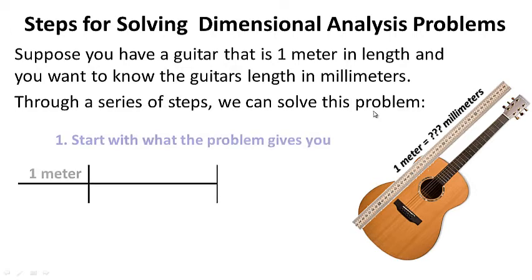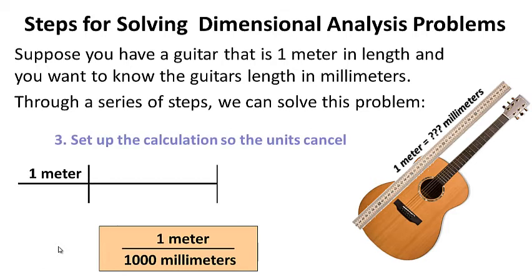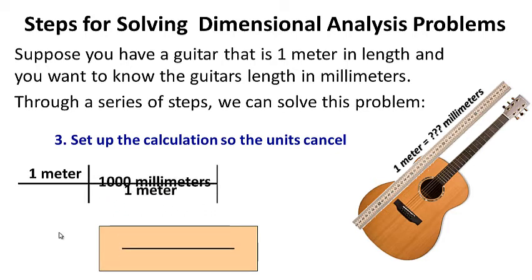Step 1, start with what the problem gives you. We know the guitar is 1 meter in length here. Step 2, what are the conversion factors? We know that 1 meter has 1,000 little millimeters in it. That is our conversion factor. Step 3, set up the calculations so the units cancel. We have meter here. We're going to want meters down here so we can cancel them. 1 meter goes here, and we know 1 meter is equal to 1,000 millimeters.